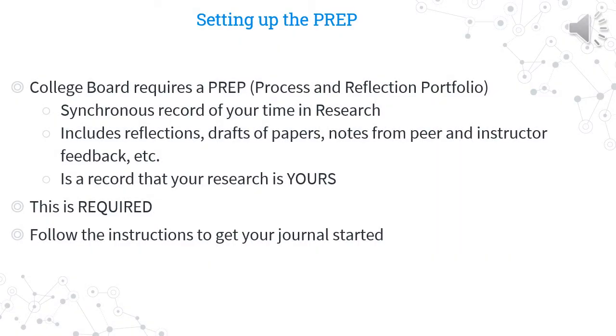One of the main requirements of AP Capstone Research is the prep journal. The prep journal stands for Process and Reflection Portfolio. This is required by College Board and must be a synchronous record of your time in research. The prep journal includes reflections, drafts of your papers, notes from peers and instructor feedback, and other resources. It is a record that your research is actually yours. It is required. You cannot get through this class without producing the prep journal. There are instructions provided on Canvas. Follow those instructions to get your journal started.